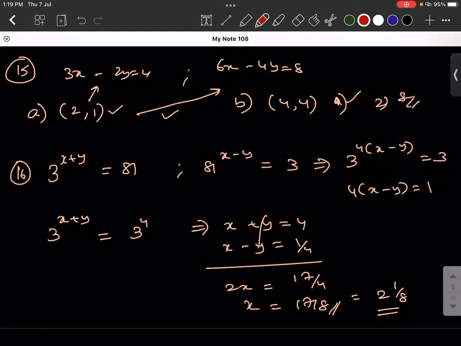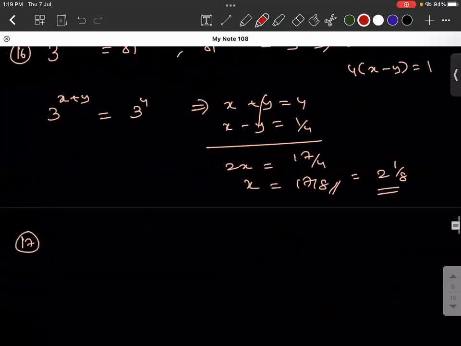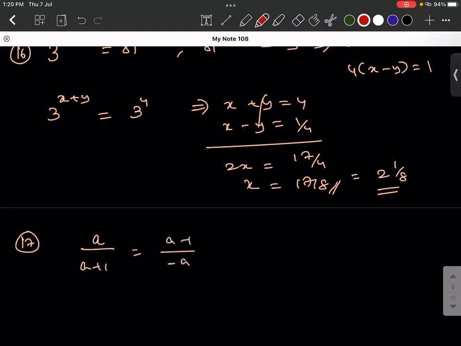Okay. Now see. Given the pair of linear equations, ax plus (a minus 1) into y is equal to 1 and (a plus 1) into x minus ay is equal to 1. For which one of the following values of a is there no common solution of the given pair of equations? No common solution means a1 by a2 should be equal to b1 by b2, not equal to c1 by c2. So use that logic. a divided by a plus 1 is equal to a minus 1 divided by minus a.